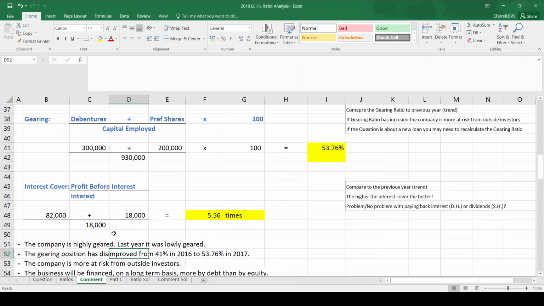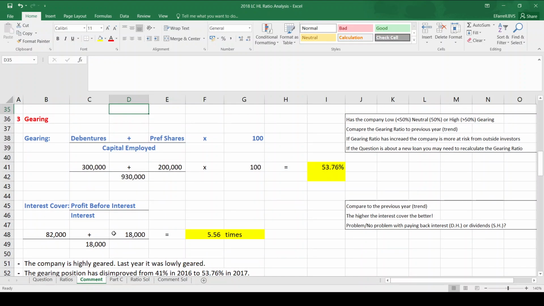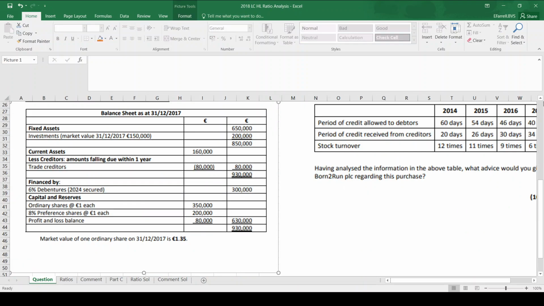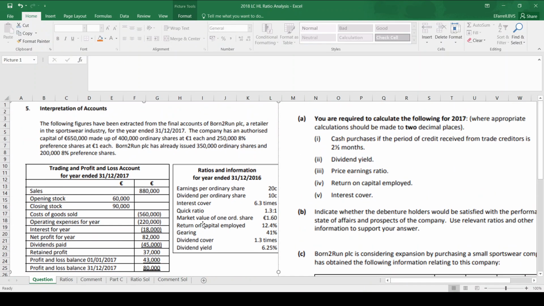Right. Okay, so we have to comment on this now. If a company is over 50%, it is highly geared. If it's under 50%, it's lowly geared. And if it's exactly 50%, it's normally geared. So this company is highly geared. Now, what was the gearing situation last year? Last year, it was 41%.